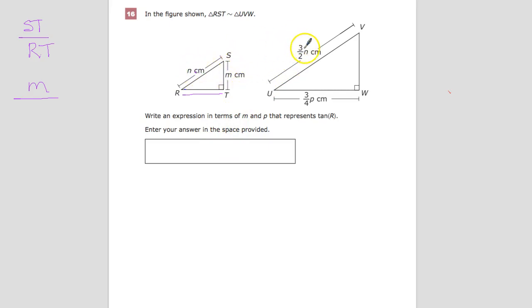So I'm going to create a ratio with sides that we actually know the values of. We know RS is N. We know this is 3/2 N. We know this is 3/4 P. And we know this. So using this M right now doesn't help us to create a proportion to find the value of RT because we don't have what VW is. So I'm going to use this and this side and this side. So for this triangle, my ratio would be N over RT. RT is not a variable, it's just a label. For my other side, the N was the hypotenuse, so the hypotenuse over here is UV, so it's 3 over 2 N. For my adjacent side, it would be 3/4 P.